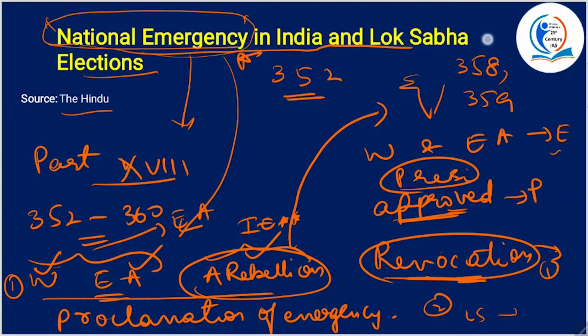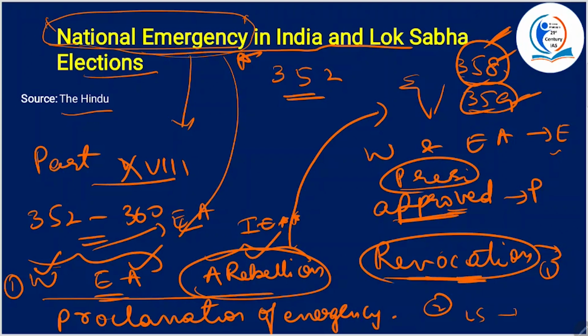Article 358 and 359 describe the effect of national emergency on fundamental rights. According to 358, when a proclamation of national emergency is made, the 6 fundamental rights in Article 19 are automatically suspended, and they will be revived automatically after the expiry of the emergency. Under Article 359, remedial measures for fundamental rights are suspended, not the fundamental rights per se, and the President is authorized to suspend them. So these are some basics.